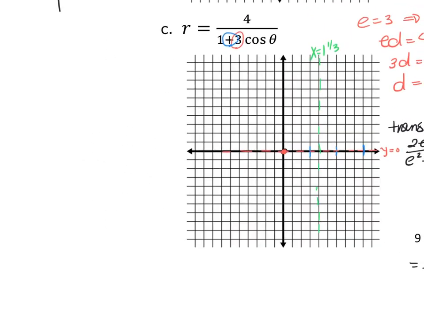So I'm going to figure out what my vertex is by, again, doing the theta and the r. I'm going to start out with 0. So if I put in 0, I'm going to have 4 over 1 plus 3 cosine of theta. That gives me 4 over 1 plus 3, because the cosine of theta is 1.